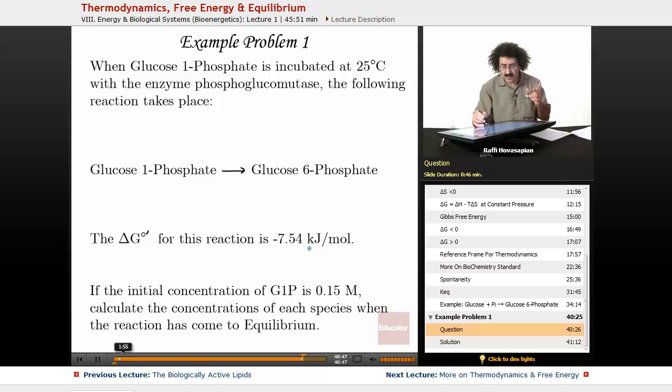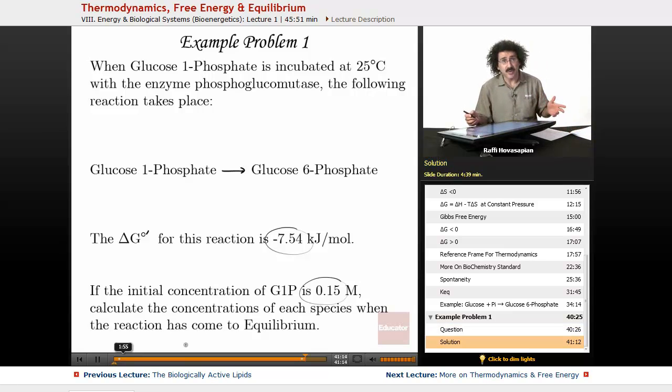The question they're asking is, if the initial concentration of the glucose 1-phosphate is 0.15 molar, calculate the concentrations of each species when the reaction has come to equilibrium. So we're given our delta G, we're given our initial concentration of glucose 1-phosphate. We want to find the equilibrium concentrations. So let's see what we can do here.